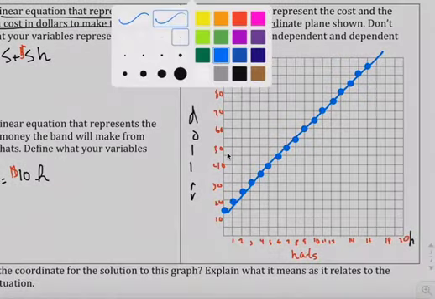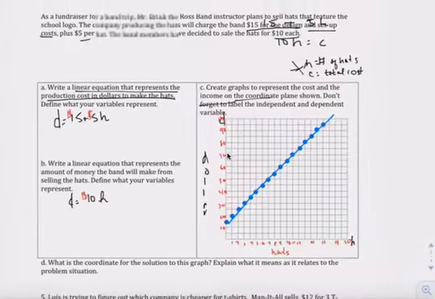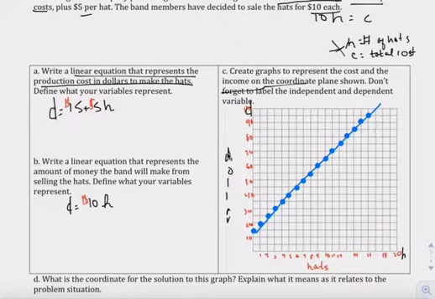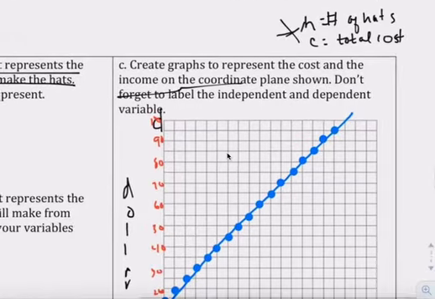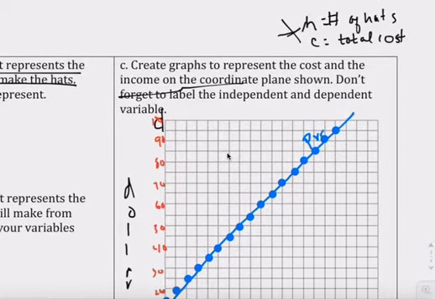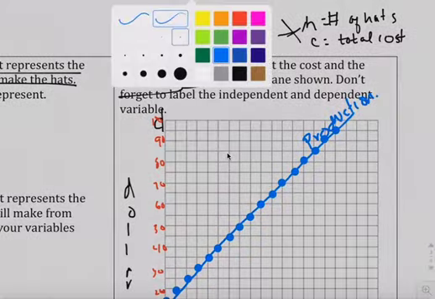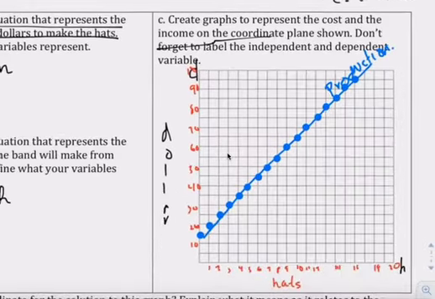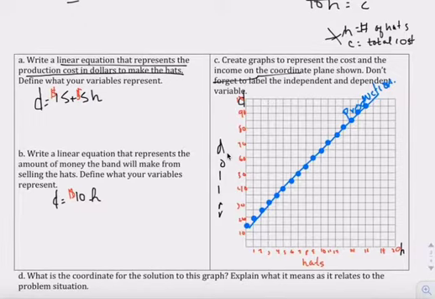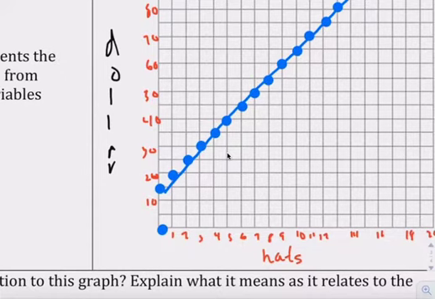The other one is for making the hats. This is production of the hat. Now selling the hat, they start at $0. It makes 0 hats, $0. They're selling for $10 each. 1 hat, $10. 2 hats, $20.